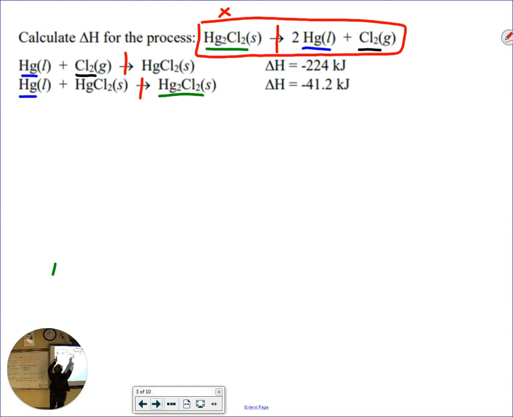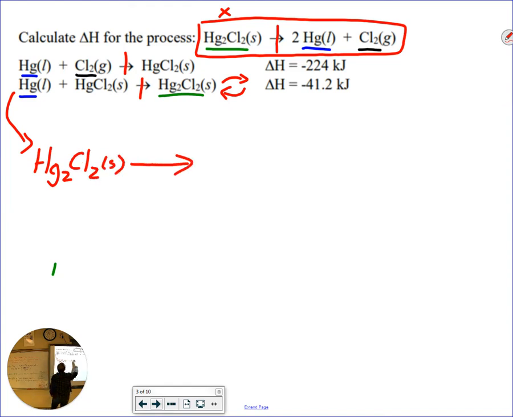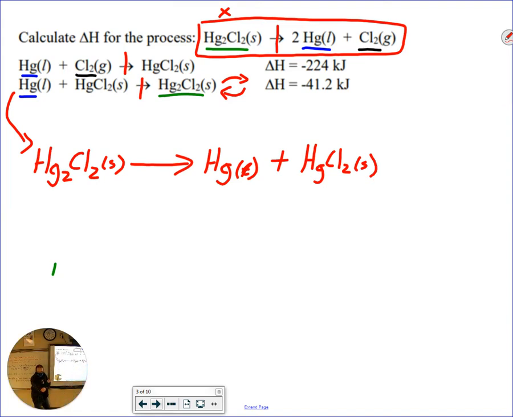So to make this fit, what we actually have to do is take this entire thing and rotate the puzzle piece. We're going to flip it around, and when I flip this thing around, here's what it's going to look like. It's going to look like Hg2Cl2 solid yields mercury liquid, plus HgCl2 solid. Okay, y'all agree? All I did is turn it around.